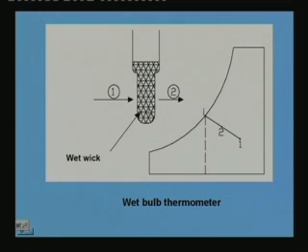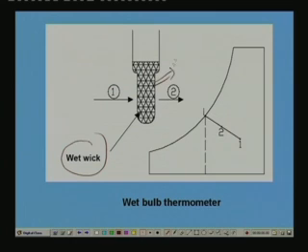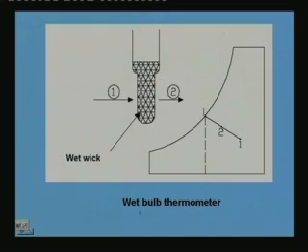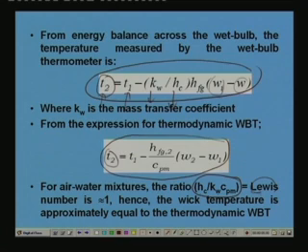A wet bulb thermometer is nothing but an ordinary thermometer, but its sensing bulb is covered with a wet wick, that means you have a moist wick. Air flows over this, and the temperature measured is what we call the wet bulb temperature or WBT. If you apply the straight line law, with this as the inlet condition to the wet bulb thermometer and this as the temperature of the moisture on the bulb, the outlet condition lies somewhere here. And it is called the Lewis number. When the Lewis number becomes 1, the temperature measured by a wet bulb thermometer is the same as the thermodynamic wet bulb temperature. So, this is the principle.